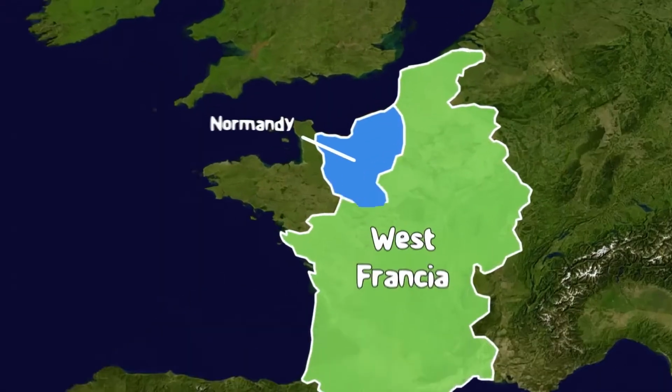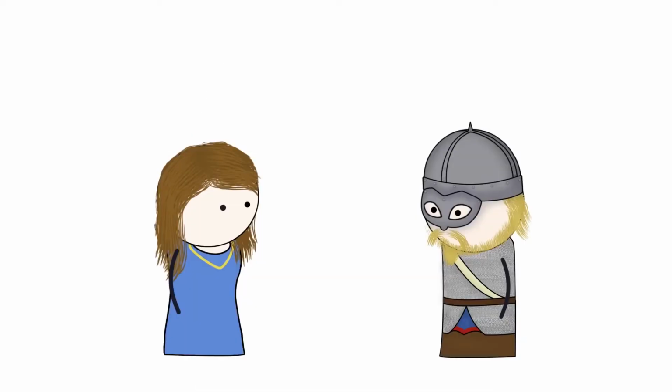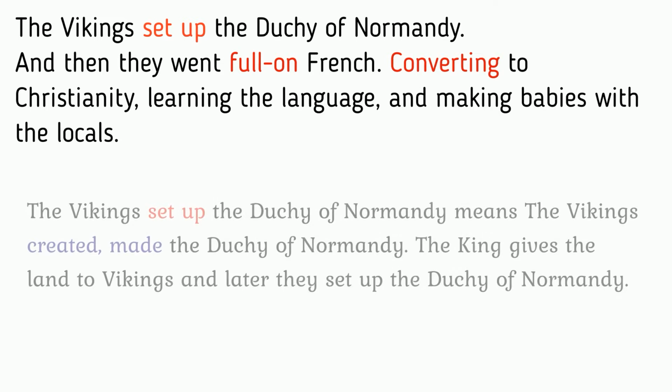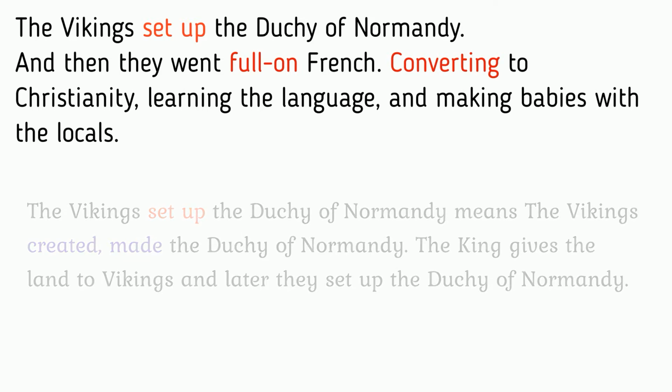The Vikings set up the Duchy of Normandy, and then they went full-on French, converting to Christianity, learning the language, and making babies with the locals. The Vikings set up the Duchy of Normandy means the Vikings made the Duchy of Normandy. The king gives the land to Vikings, and later they set up the Duchy of Normandy.